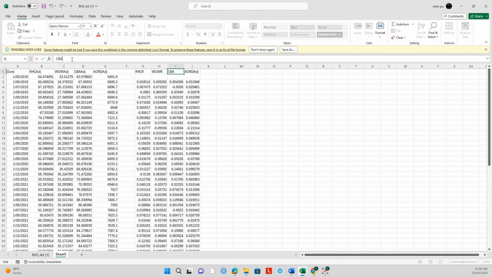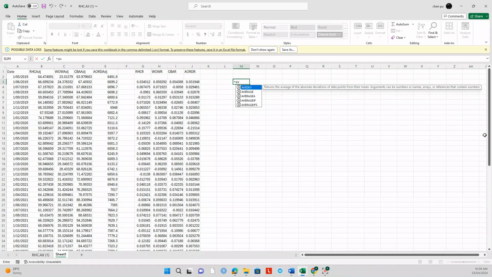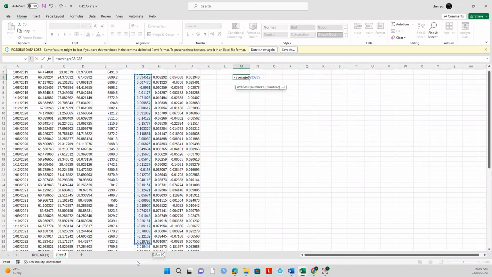And what we also need to do is calculate the summary statistics, or the numerical measures, of the returns. So we need to calculate the average and the standard deviation. So average, how do we calculate average? Average is just write AVERAGE, then we select the returns of RHC.